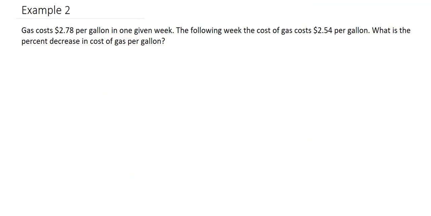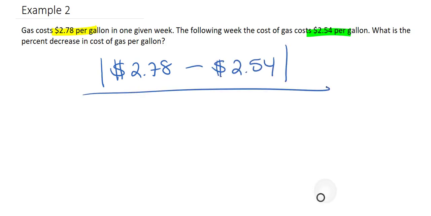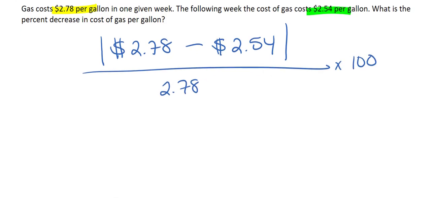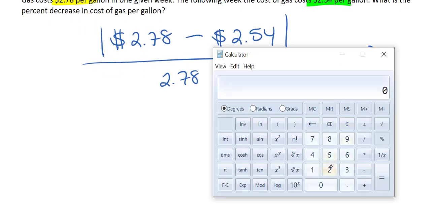So gas costs $2.78 per gallon in one given week. The following week, the cost of gas costs $2.54 per gallon. So what is the percent decrease in cost of gas per gallon? So our starting amount and our new amount. So let's go ahead and start filling this in. Now, we get the calculator out, and we get 24 cents.